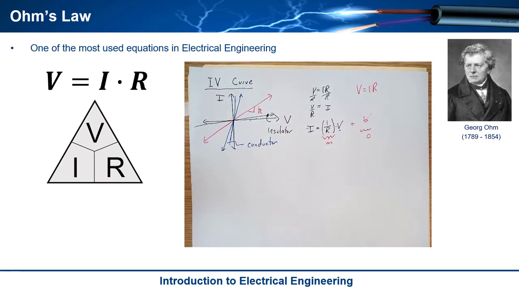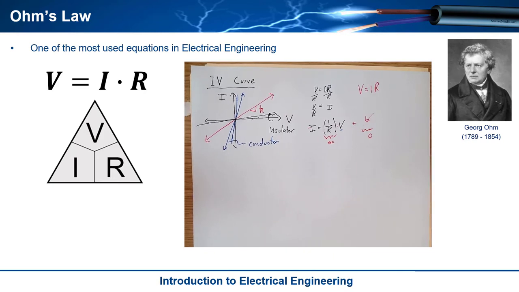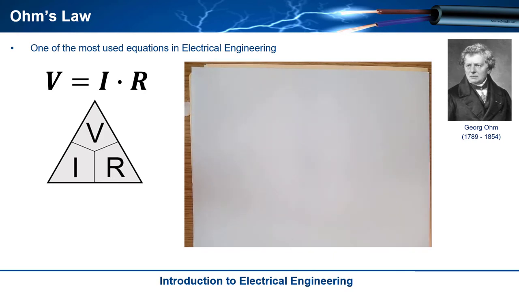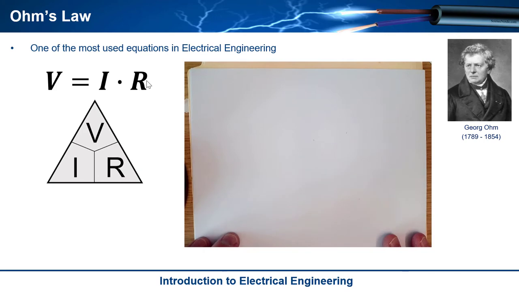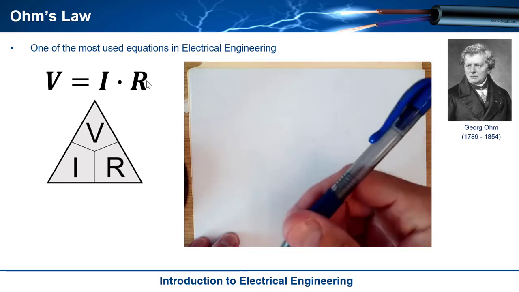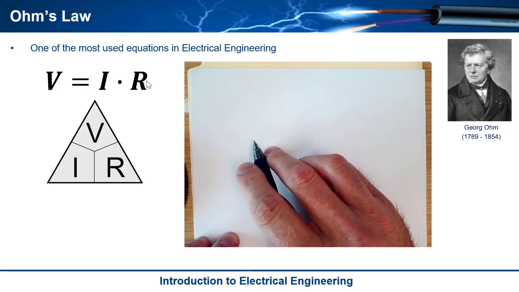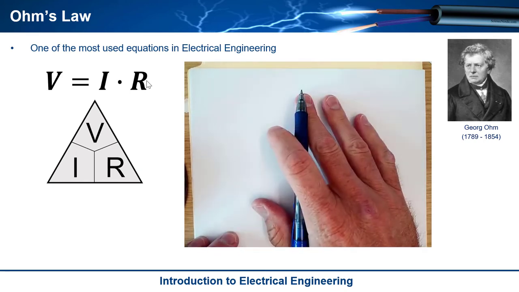Okay, and so that's one of the first things that you always look at with a resistor: let's talk about its IV curve. That's what you do first when you look at any sort of electrical component. Okay, so now here's how this works. We want to put a voltage across something, and we want to calculate the current.